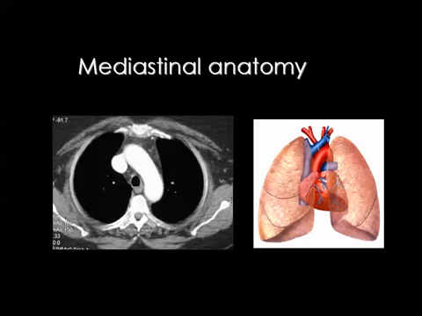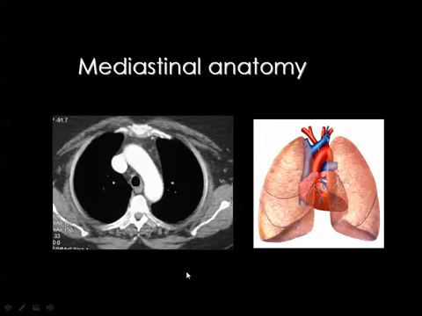Then we came to the anatomy of the chest, and we have two images, as you remember, the mediastinal images and the lung images. In the mediastinal images, we will identify the mediastinal structures. In the lung images, we'll identify the lobes and the segments of each lobe.